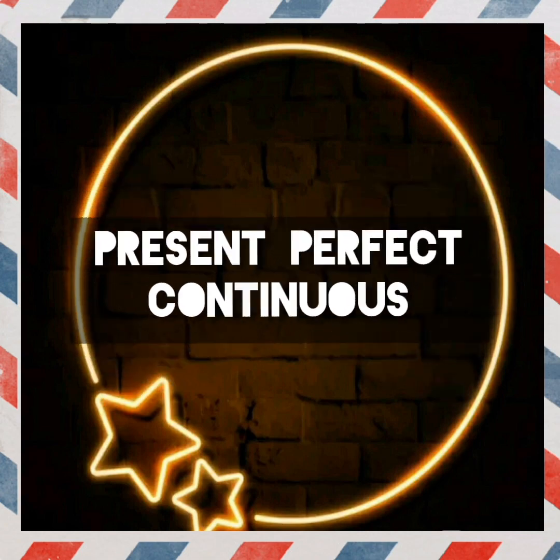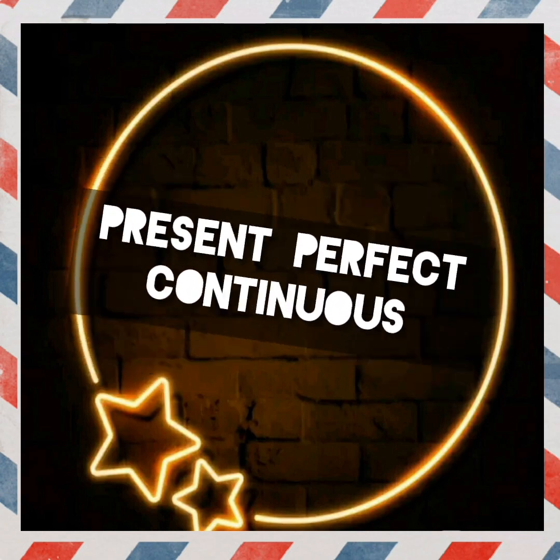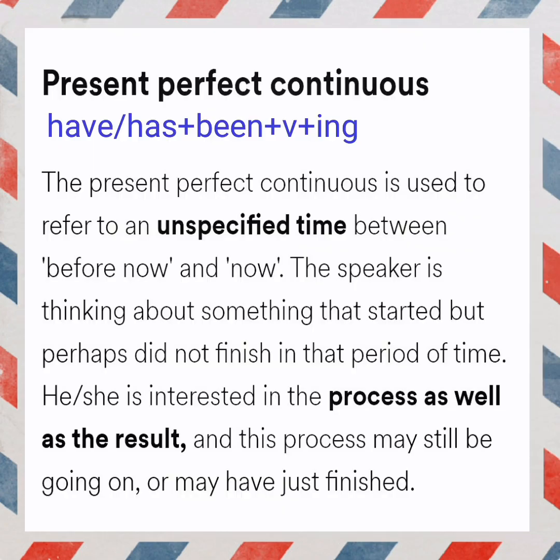Now let's move to the next tense, present perfect continuous. The format is have or has plus been plus verb plus ing. Here have is used for plural subject and has is used for singular subject. Now let's see the usage.